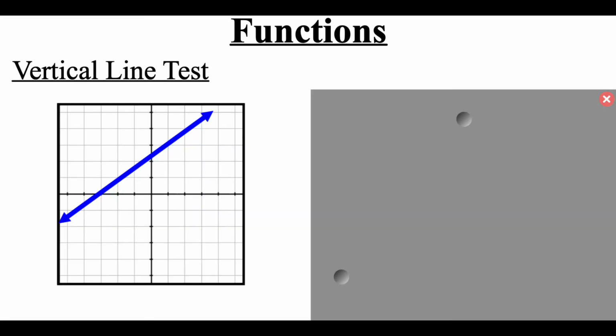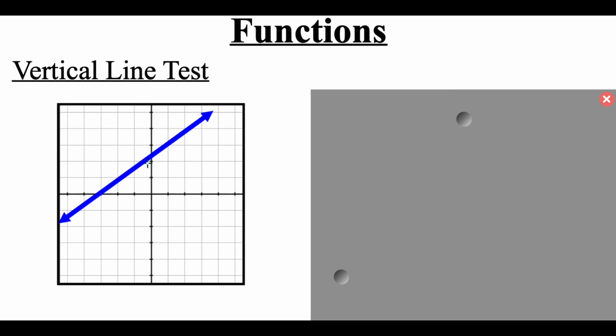Now, if we're looking at a graph trying to determine if it represents a function, there is a quick test that we can run, and it's called the vertical line test. What the vertical line test says is if you draw in any vertical line and it intersects your graph at more than one place, that graph does not represent a function.